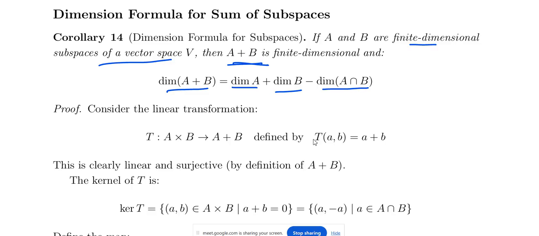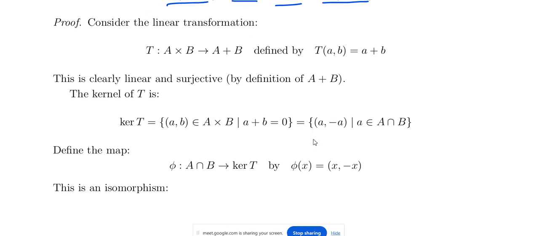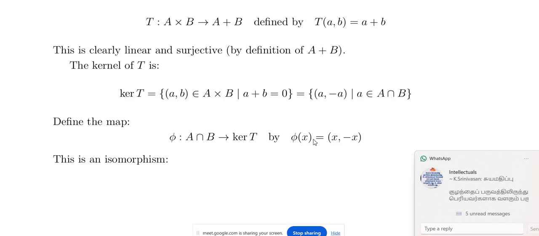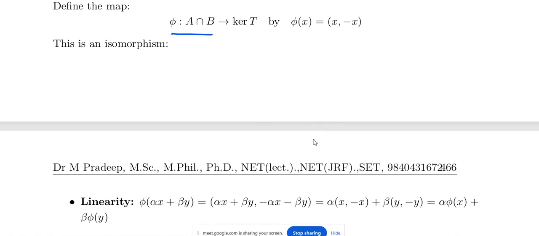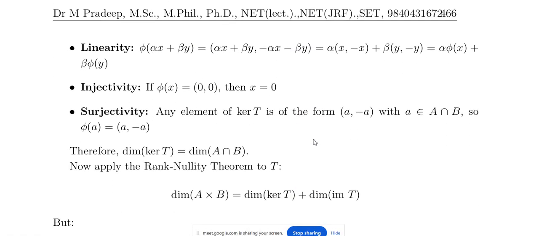When you define the linear transformation T from A cross B to A plus B, that is T of (a, b) equals a plus b, that is clearly surjective, and the kernel of T can be defined as the collection of (a, minus a). Pi is defined from A intersection B to kernel T, pi of x equals (x, minus x). This is an isomorphism: linearity, that is pi of alpha x plus beta y, is a homomorphism, injectivity is one to one, and surjectivity is onto. So the dimension of kernel T is equal to the dimension of A intersection B.